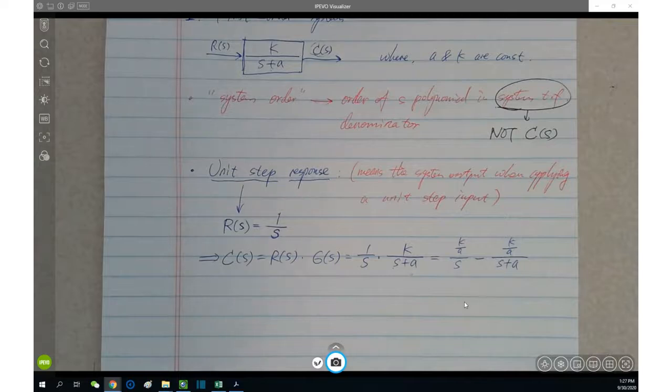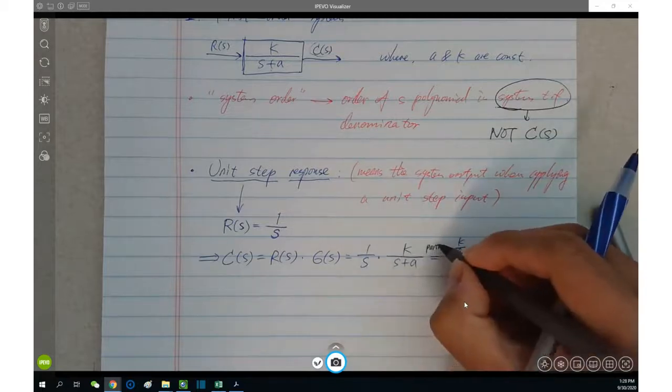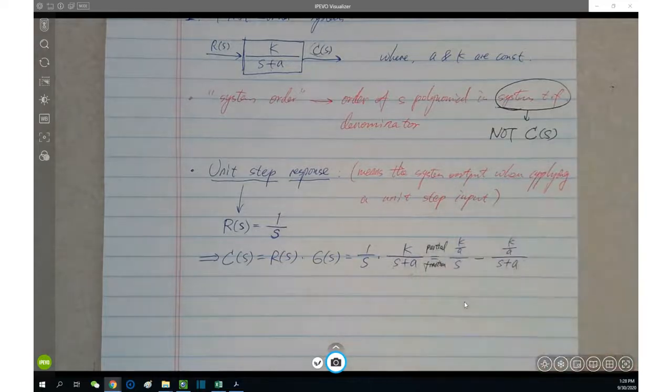Of course, the first constant is K over a. The second constant is negative K over a. Does it make sense? This is nothing but partial fraction. This step is partial fraction.